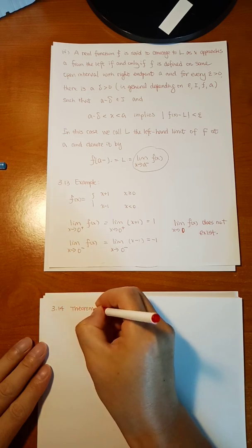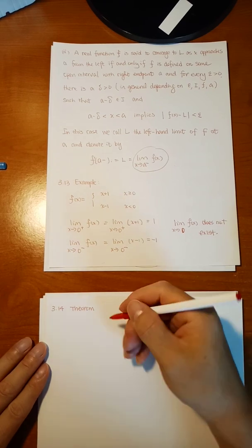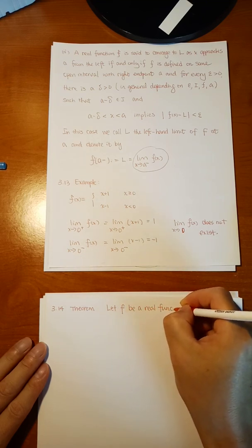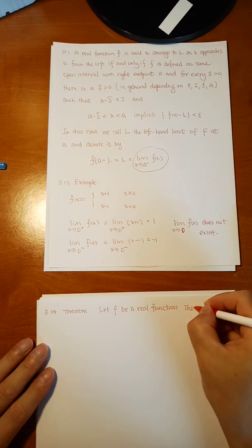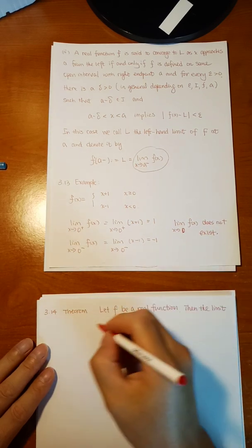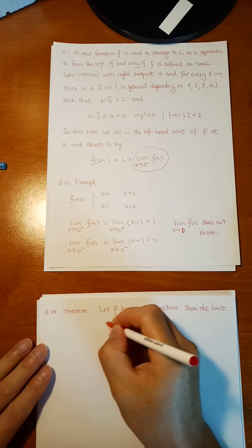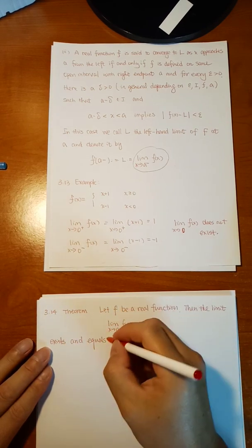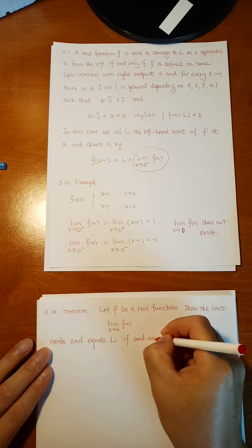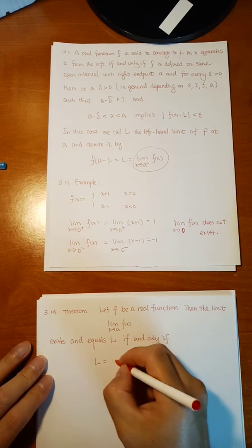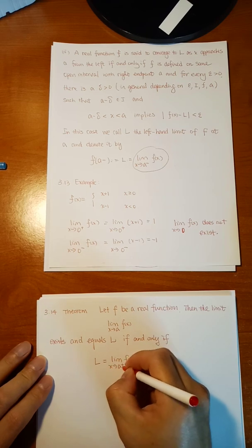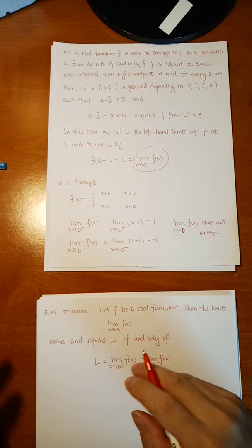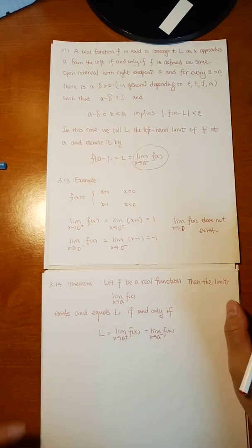Like what this theorem emphasizes, actually we have the following theorem: let f be a real function, then the limit of f(x) as x approaching a exists and equals L if and only if L is the right-hand limit and L is the left-hand limit. If the right-hand limit is equal to the left-hand limit, which is equal to L, then the limit itself is equal to L.